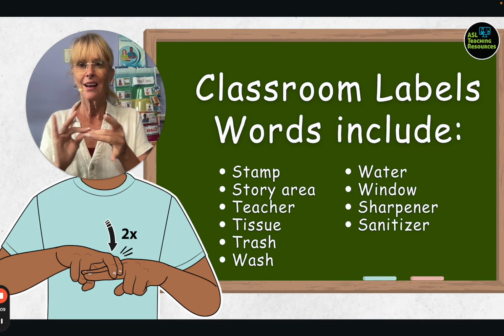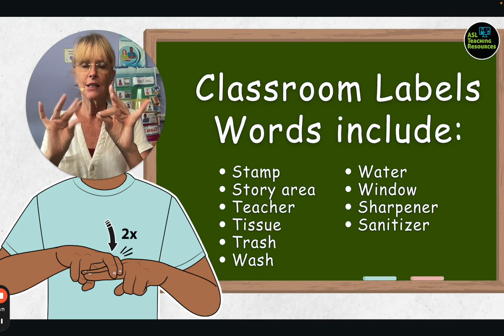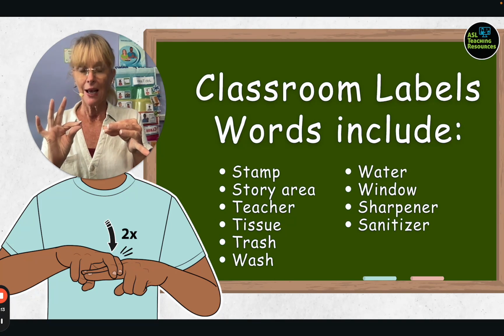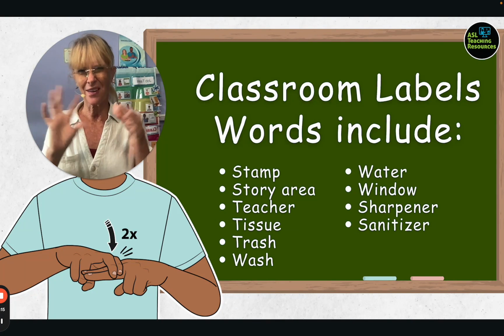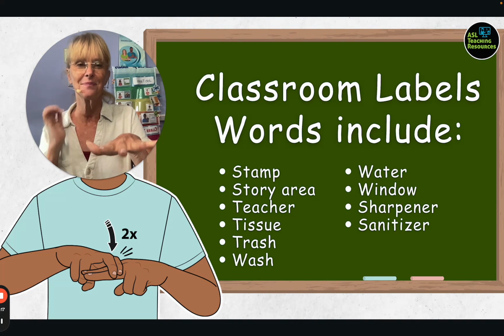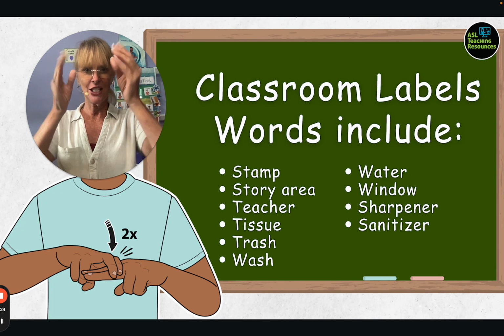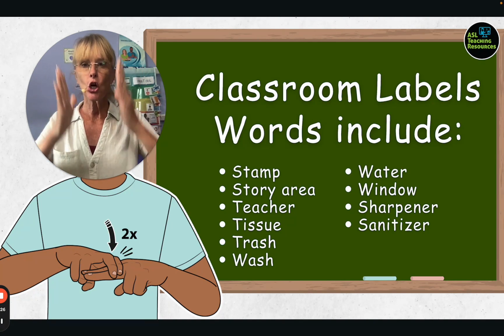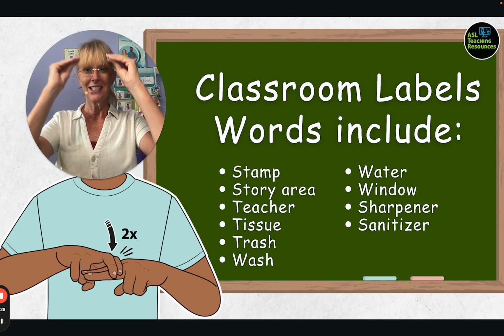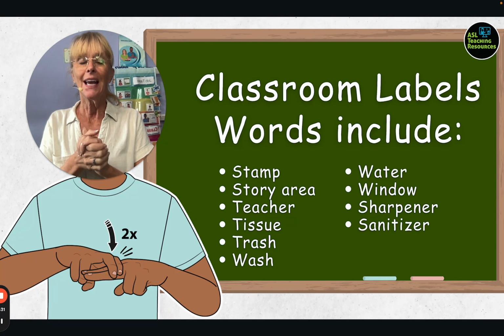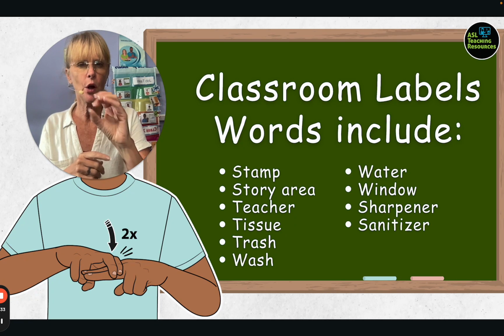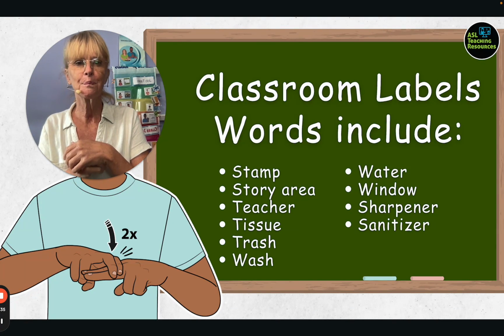Story. Okay, you can do it with this hand or these hands. Story. I've seen story where it twists as well. Story area. Teacher. This is to teach. So now to make it a person, we're going to add legs. Teacher. Teacher. My knowledge to you. Teacher. Okay, tissue. Same sign for cold tissue.